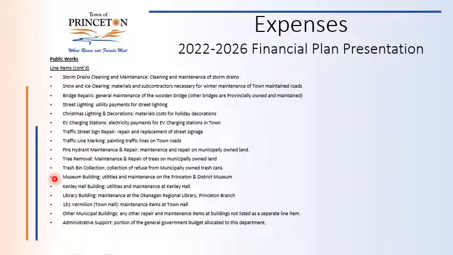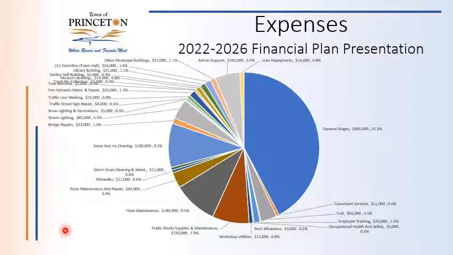Our municipal buildings each have a maintenance budget attached to them. Any buildings that aren't covered under the four that are listed become part of the other municipal buildings portion. So here's the pie chart that breaks down all the expenses.